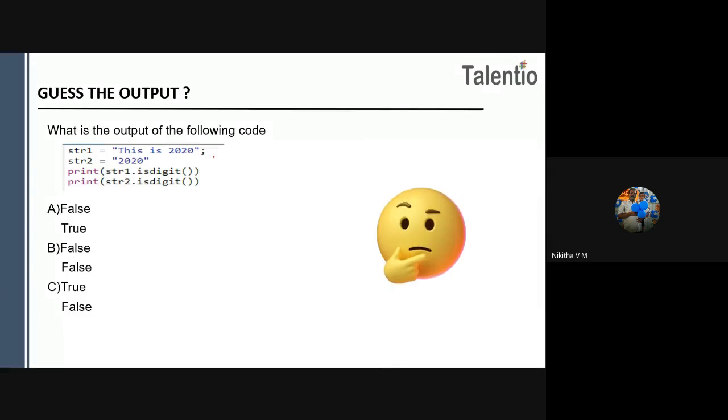Okay, so option A, option B. Alright, so first string we have this is 2020, second string just 2020. What are we printing? Print str1.isdigit. No, the first one we also have alphabets. So first string cannot be digit. So first you are going to get false, right?